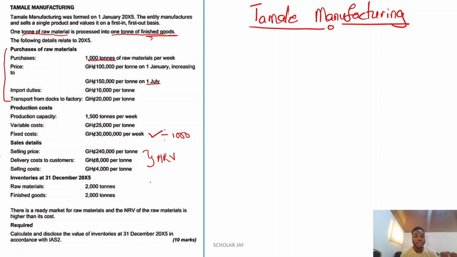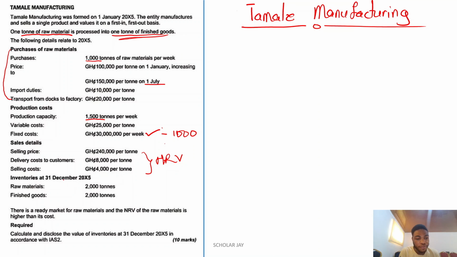Don't forget that we said to measure inventory, it should be at the lower of cost and net realizable value. So they're giving us the cost component. We are going to add up all the components of the cost, and then we compare it to the NRV after we've computed it, and then we see which one the finished goods should be valued at. So inventories at 31st December 20x5. These are the closing inventories. Okay.